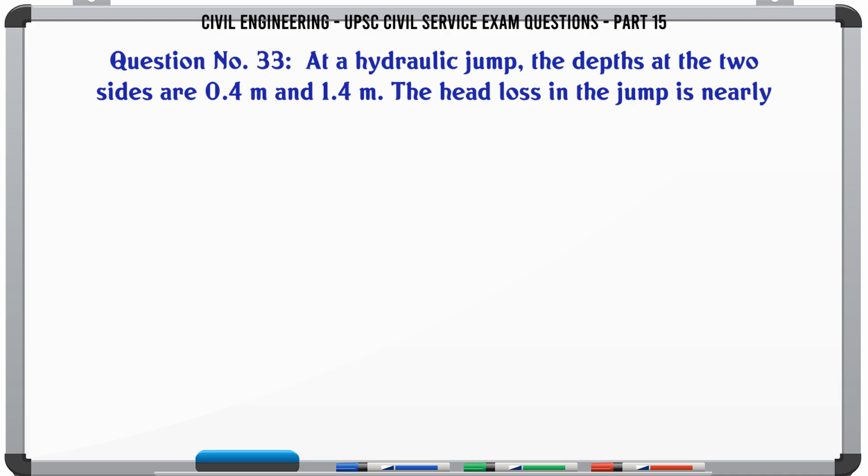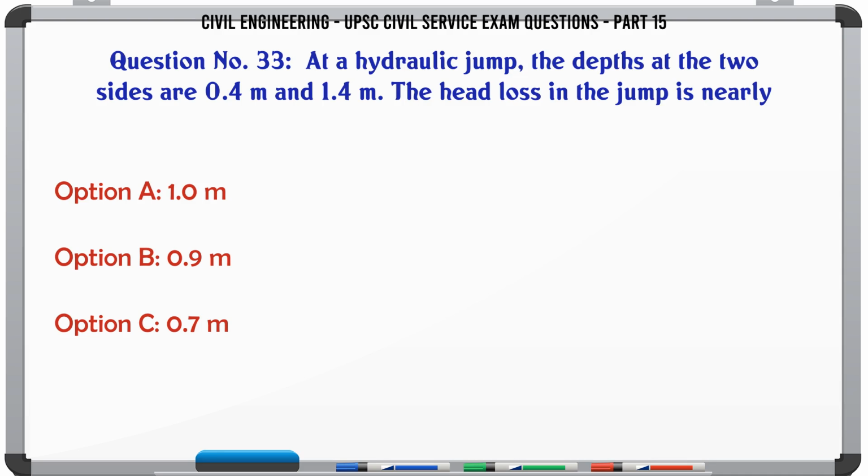At a hydraulic jump, the depths at the two sides are 0.4 m and 1.4 m. The head loss in the jump is nearly: A. 1.0 m, B. 0.9 m, C. 0.7 m, D. 0.45 m.